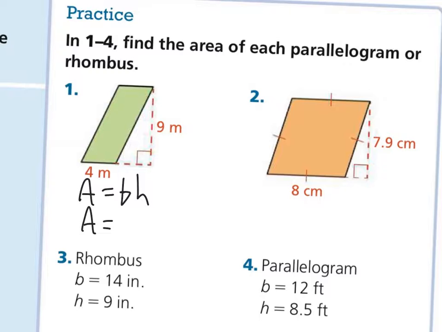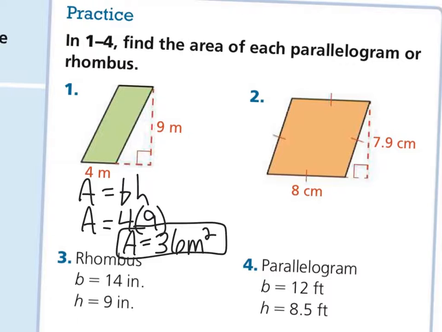And then if we look at this, we could say our base is 4, our height is 9, and if we multiply, would be 36. Area of something is always square units, because it's basically how many squares could we put inside of our shape. So in this case, 36 square meters would be the area of that parallelogram.